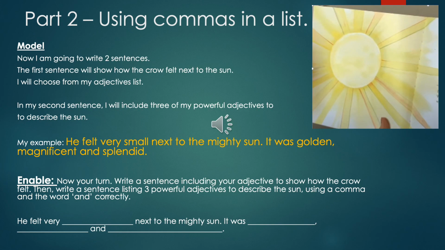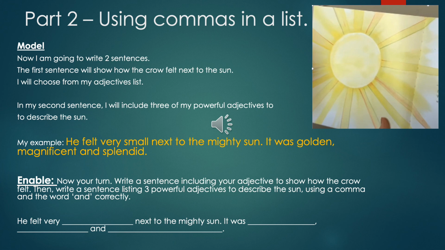Model. Now I am going to write 2 sentences. The first sentence will show how the crow felt next to the sun. I will choose from my adjectives list. In my second sentence, I will include 3 of my powerful adjectives to describe the sun. My example. He felt very small next to the mighty sun. It was golden, magnificent, and splendid.